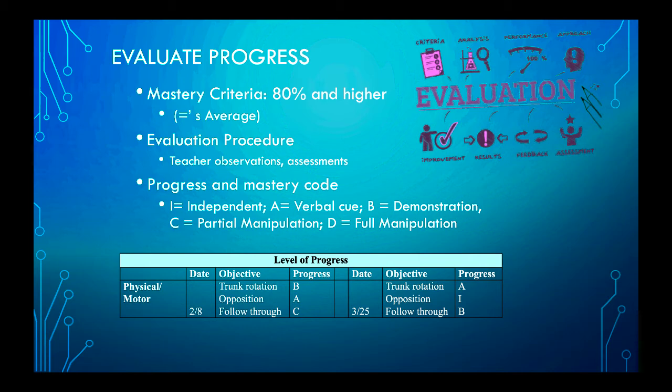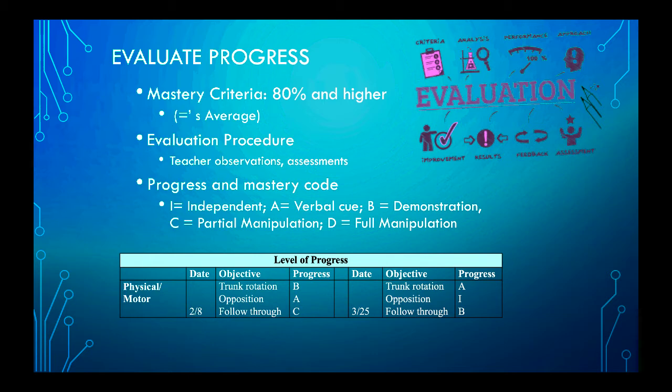All right, so evaluating progress. Again, this is your progress monitoring. You do not have to do this for the assignment, but I want to provide you information on this. So we usually set our mastery criteria to 80% and higher. Why? Because 80% is really that B level. You really don't want to get down into 70% C, because then 30% of the time they're not performing it, right? So our lowest level we usually will go is 80%.